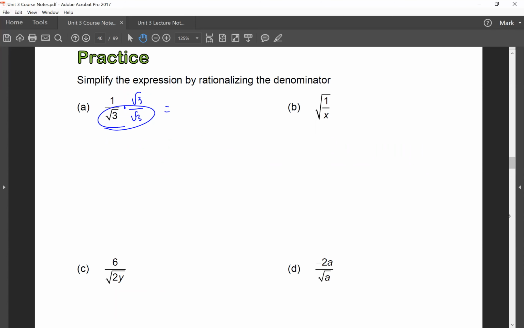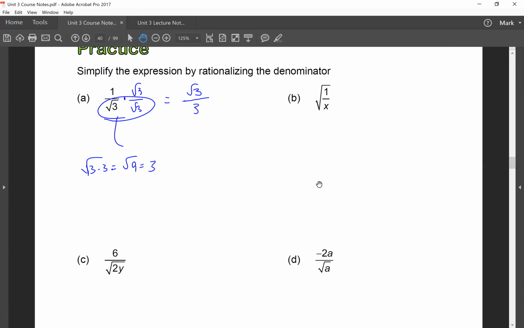So what this simplifies to be is root 3 over 3. And if you don't believe me, I don't know why they give us so much room for this, but root 3 times root 3 is root 9, which is 3. So that's where that 3 comes from up there. Again, this is the last step of simplifying a radical.